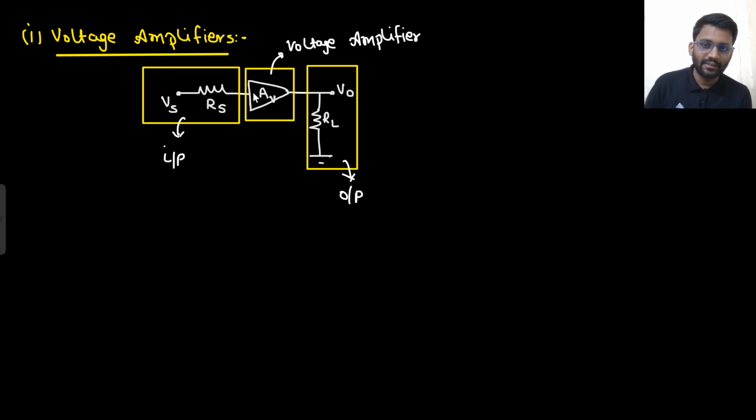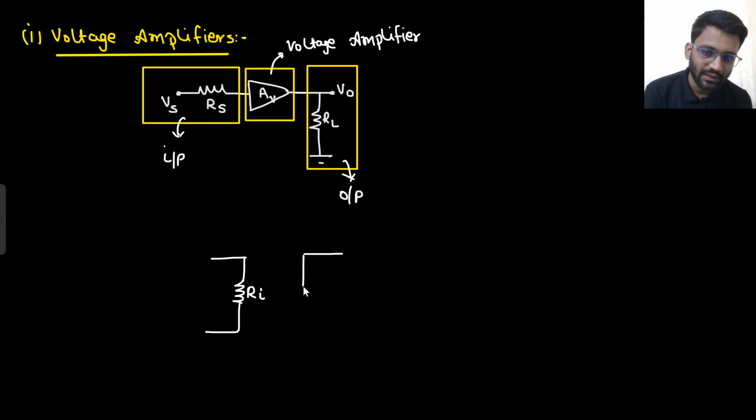Right? Now let's make the internal structure of this voltage amplifier. How will this voltage amplifier look? So any amplifier, not just a voltage amplifier, will have some input resistance. Now whatever voltage comes across this input resistance will be amplified with the factor of gain, and in our case that factor is AV.